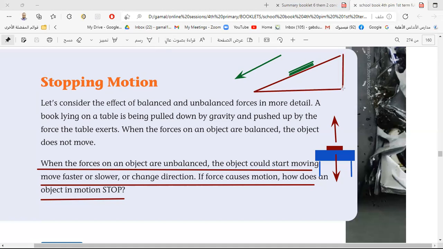Here we have an inclined surface. The book slides down because the forces are unbalanced. But here on the horizontal table, the forces are balanced. So the book stays in its place without any motion.